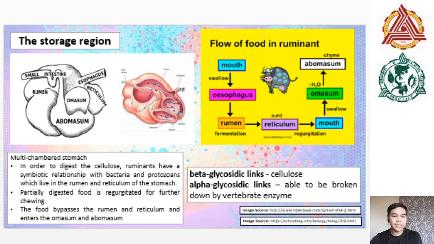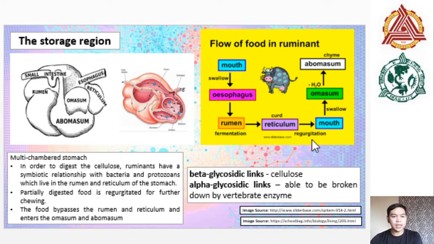In ruminants such as cattle, goat, and sheep, the stomach has become highly specialized. That is, it becomes multi-chambered, which is composed of the rumen, reticulum, omasum, and abomasum. This is for the digestion of cellulose. This is because ruminants are unable to digest the cellulose cell walls of the plant material they are ingesting. The reason for this is that cellulose is a polymer of glucose joined together by beta-glycosidic links. The enzyme system for vertebrates is only capable of breaking down alpha-glycosidic links.